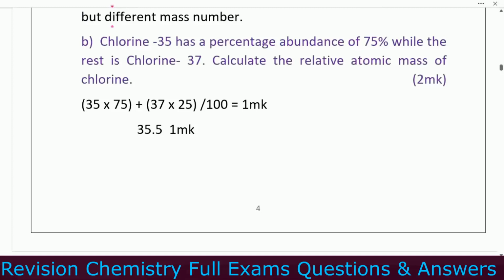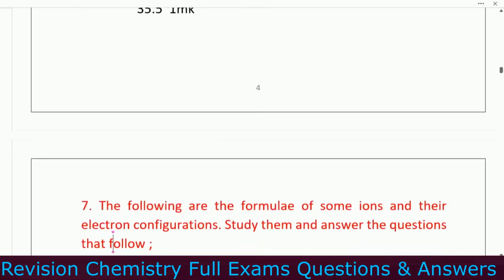You're told chlorine-35 has a percentage abundance of 75, while the rest is chlorine-37. Calculate the relative atomic mass of the chlorine. That is how you calculate that.